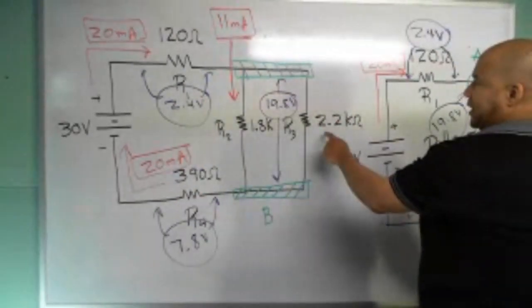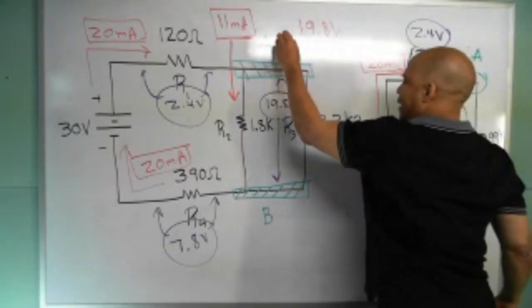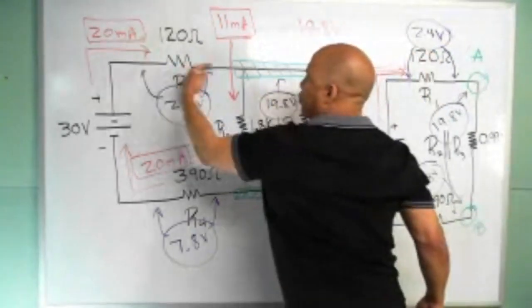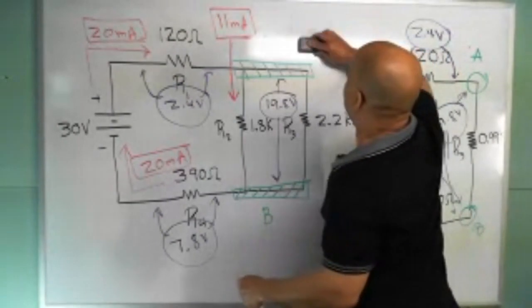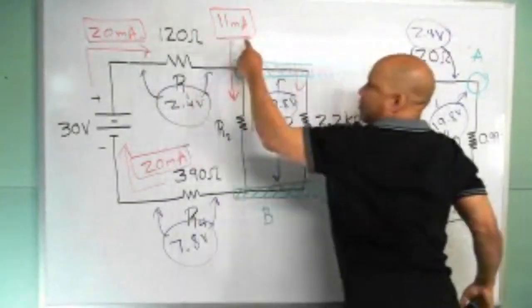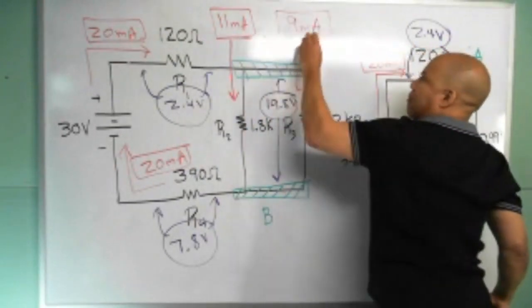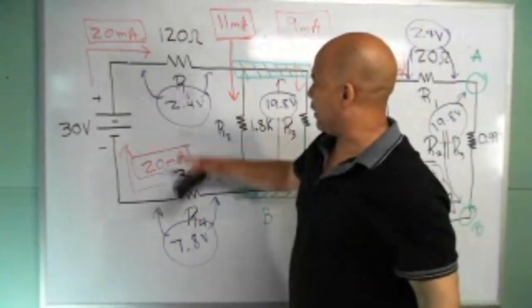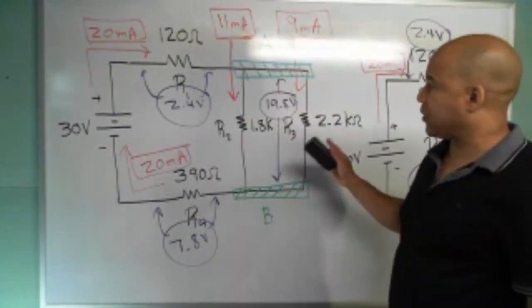All right, now I could do the same thing here. I can say 19.8 volts divided by 2.2K and get the current, but I see that I got 20 milliamps going into node A, 11 leaving, so I don't even have to do the division. I can keep it easy. This has to be 20 minus 11. This has to be 9 milliamps. So I checked now. I got the current in each resistor. I got the volts across each resistor. As far as I'm concerned, the circuit is solved.